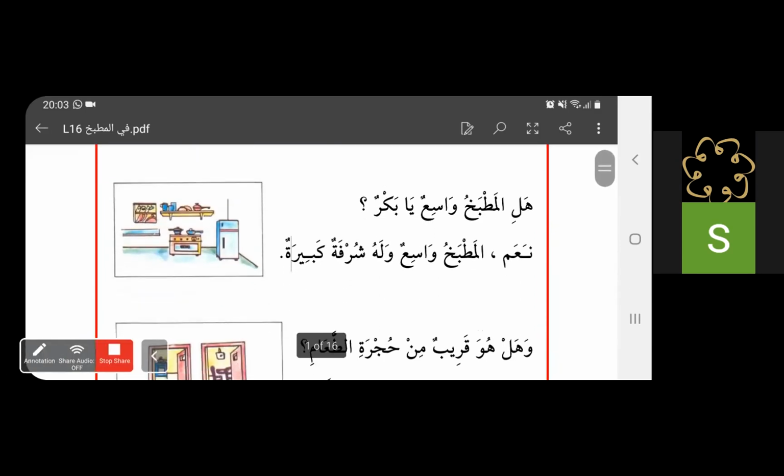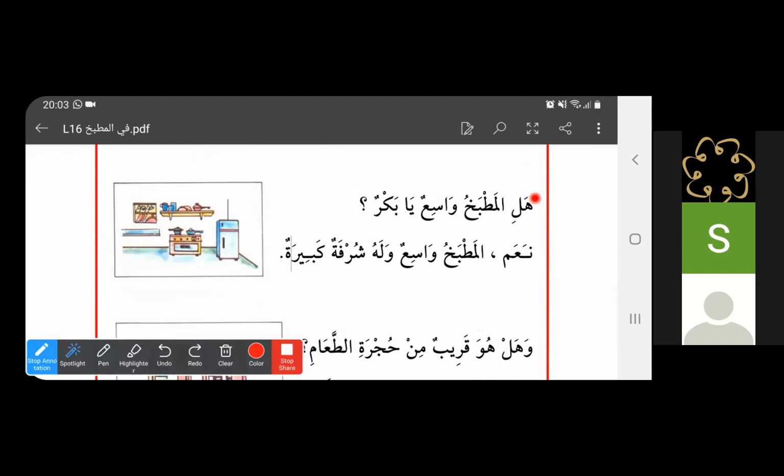The first question now. هل المطبخ واسع يا بكر؟ Is the kitchen wide? بكر نعم المطبخ واسع وله شرفات كبيرة. Yes, the kitchen is wide and I don't know the meaning of shurafa. Kabiratun is large. أحسنتي, big or large. شرفة is the balcony. Okay, sure. شرفة, it's the balcony. له, what is the meaning of له? يعني it has. له is it has. وله شرفة كبيرة. It has a big balcony.